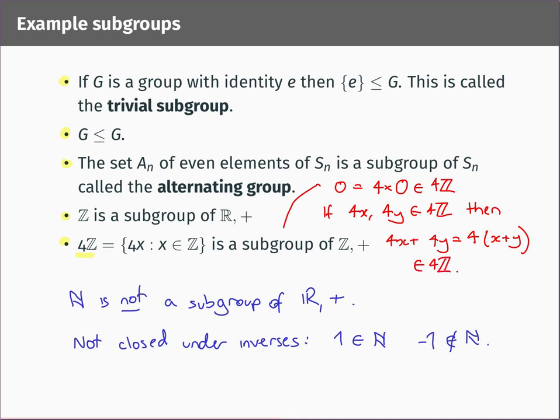So we've shown that if you take any two elements of 4Z, add them together, then you've still got an element of 4Z. That means 4Z is closed under addition. Finally, we have to show closure under taking inverses.